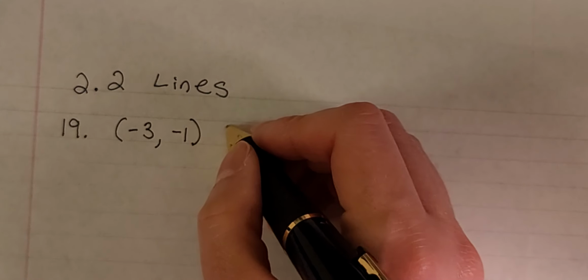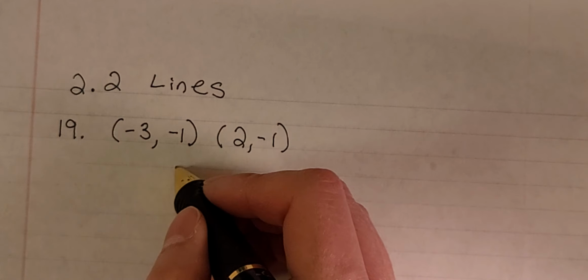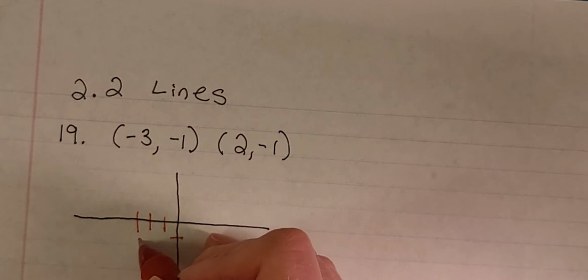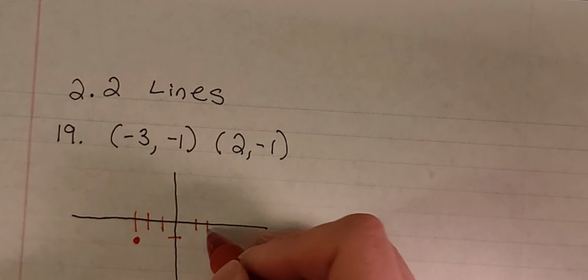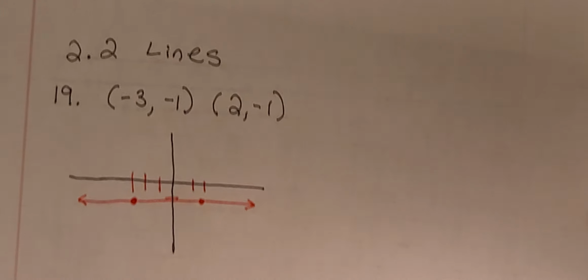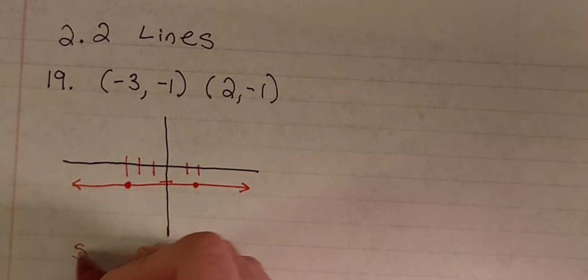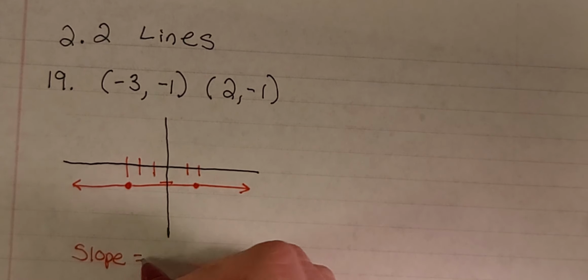Okay, so we have -3, -1 and 2, -1. All right, so they want you to graph the points and then figure out the slope based off of the graph. So -3, -1 is right there. 2, -1 would be there. We're going to draw and connect the line. So when you have a horizontal line like this, your slope is the zero slope.